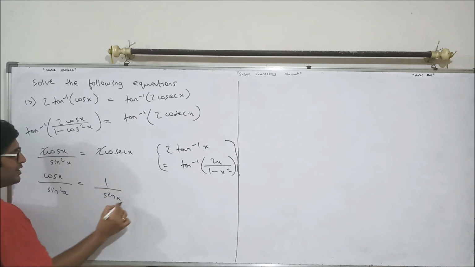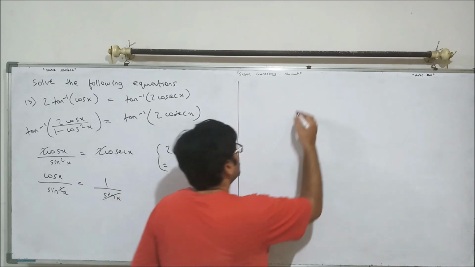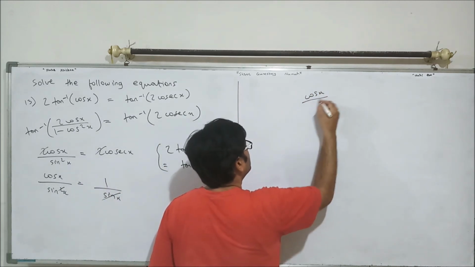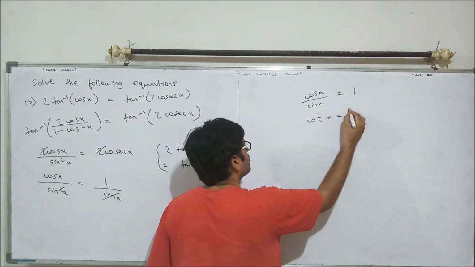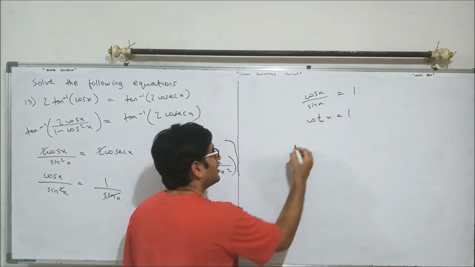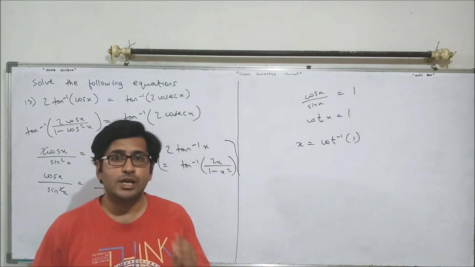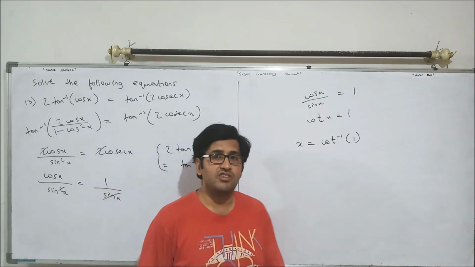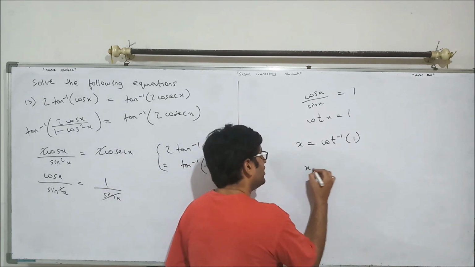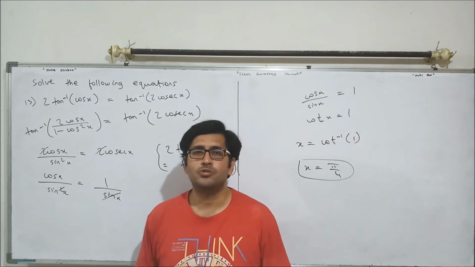which is 1 upon sin x. One sin x term will cancel. So we are just left with cos upon sin is equal to 1. So we can say that cot x is equal to 1. Now we can say x is equal to cot inverse of 1. What does that mean? Cot function of which angle has the value 1, and we very well know it is pi by 4. So therefore you can say the value of x is pi by 4. That's your answer. Okay, let's move to the next one.